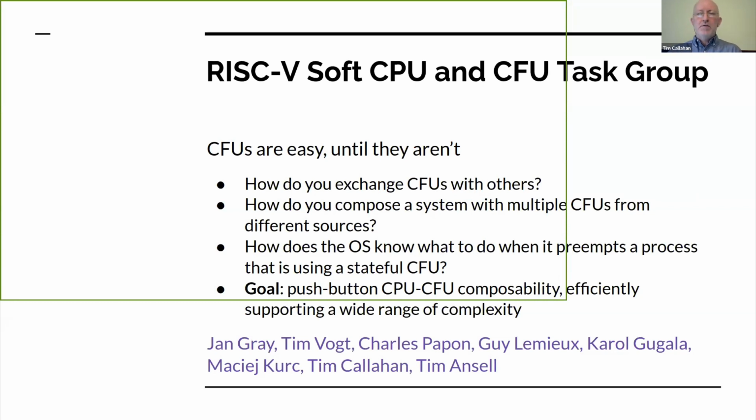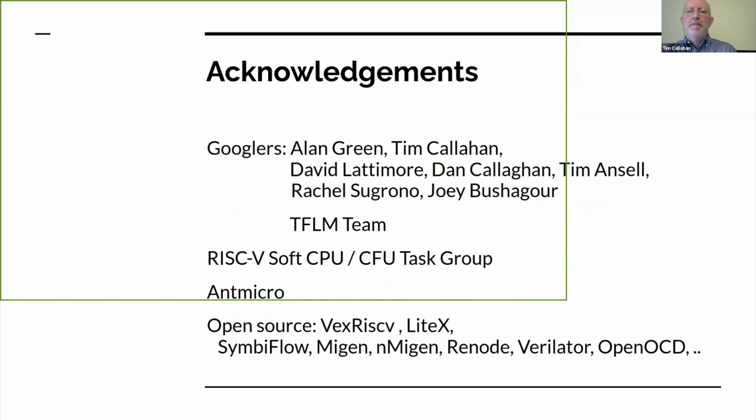When you exchange CFUs with others, what kind of metadata do you need? How can you compose a system with multiple CFUs? Like, what if they are both using the same opcodes? How do you remap the opcodes? If the OS has to preempt a process, how does it deal with the state in the custom function unit? All these questions are the tough questions they're tackling here. So send me an email. I can hook you up and join us for this task.